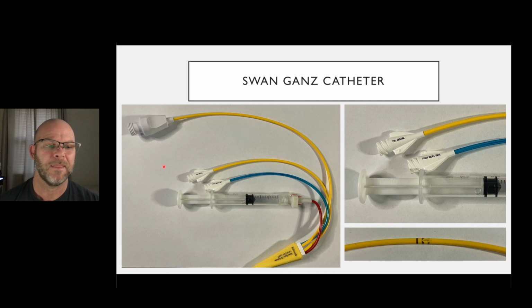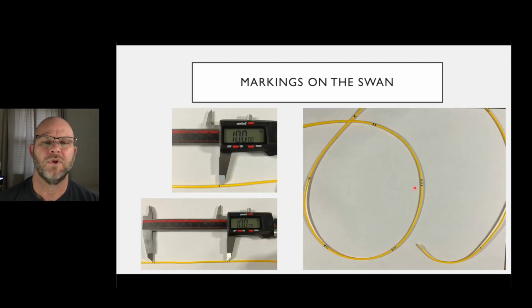We'll talk about that. Your PA distal, that's at the very tip of the catheter, and then your proximal injectate. Here at the 30 centimeter mark is where that proximal injectate port opens up, and then the distal port is at the very end. The markings on here are very simple.